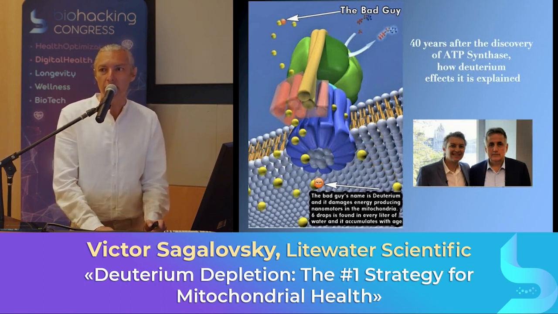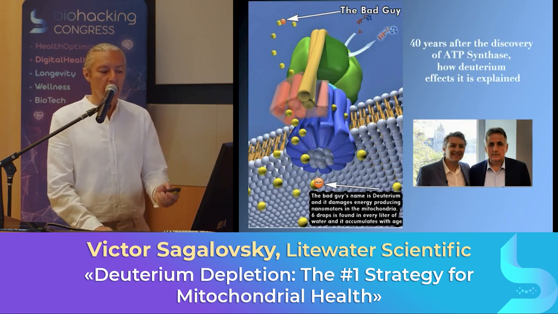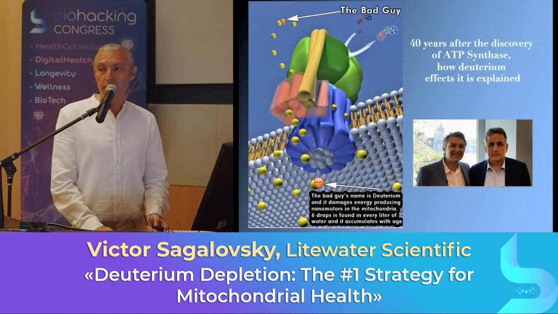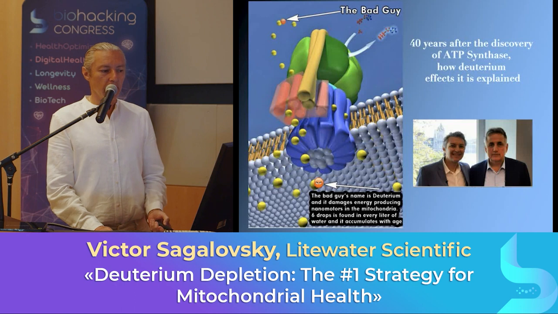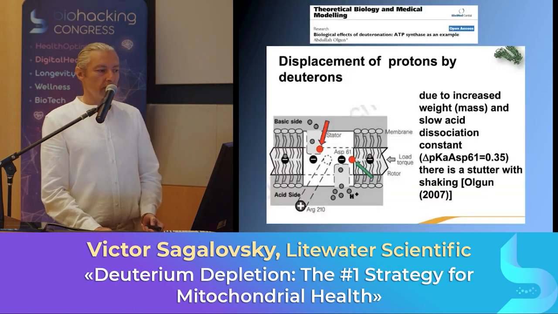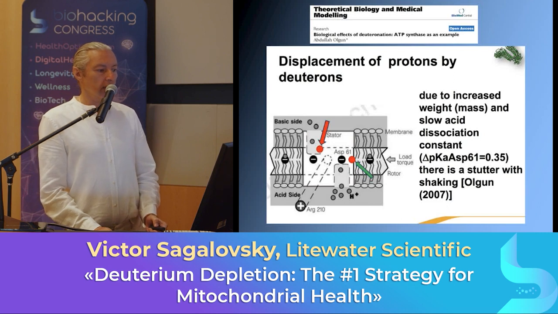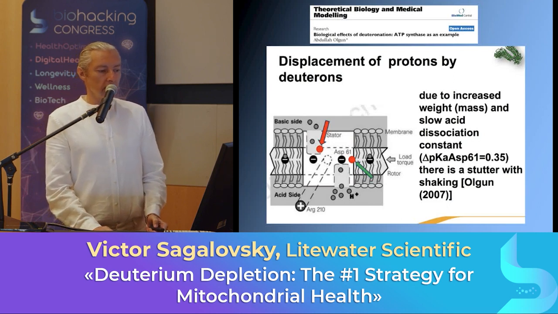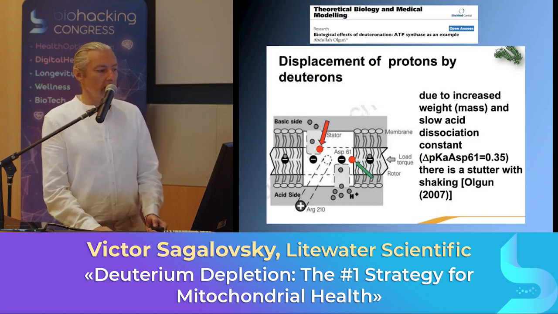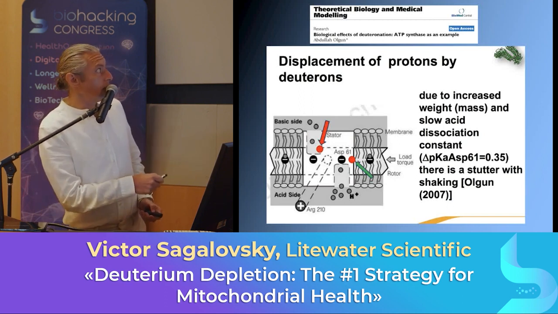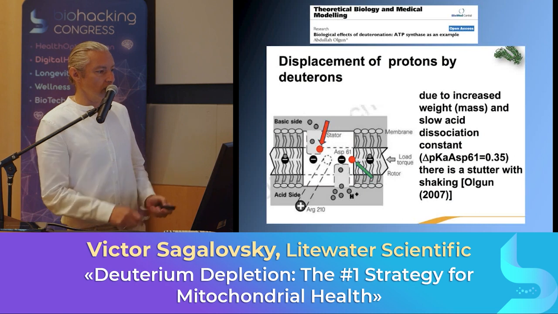So what we want to do is slow down our aging process. And the way we slow down our aging process and save our mitochondria is to limit the amount of deuterium that we put in our bodies and flush out some that we already have. This is from Dr. Ogun's paper. You can see that he came to the conclusion that there's a stutter and a shaking that happens within the mechanism of the ATP synthase nanomotors.